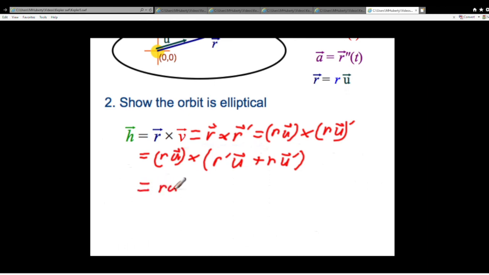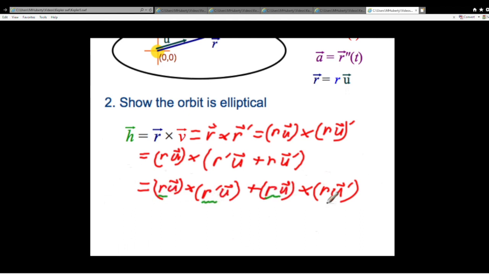So we're going to have r u cross product with r prime u, plus r u crossed with r u prime. Although cross products are not commutative, we have scalar multiplications in here, the r's and the r primes, and those can come up front because they're scalar multiplied. So we have r times r prime, regular multiplication for scalar functions, and that gets scalar multiplied by u cross u. Likewise, with the second term, we have r times r, and that gets scalar multiplied by u cross u prime.